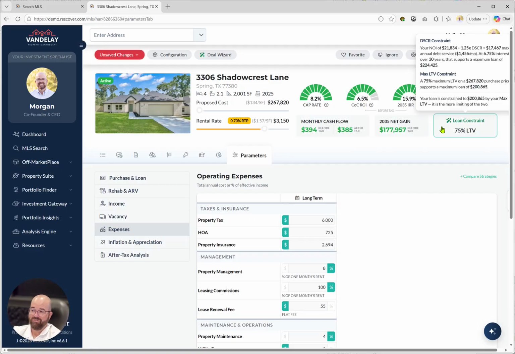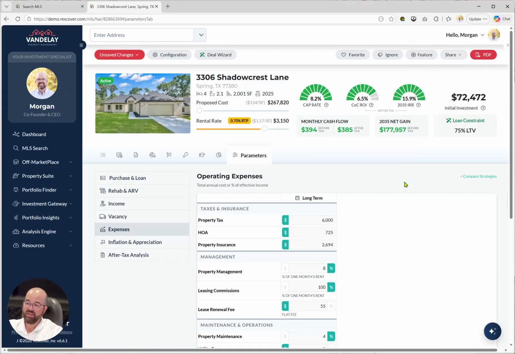Now our debt coverage ratio would support a loan of $224,000. If we could rent this house out for $3,150 a month, based on the math of calculating the maximum loan amount, you could borrow $224,000 on that cash flow stream. But now the lender's going to look at it and say, hey, I get it, but the house is only worth 267. We're only going to loan you 75% of that. So you're stuck at $200,000.